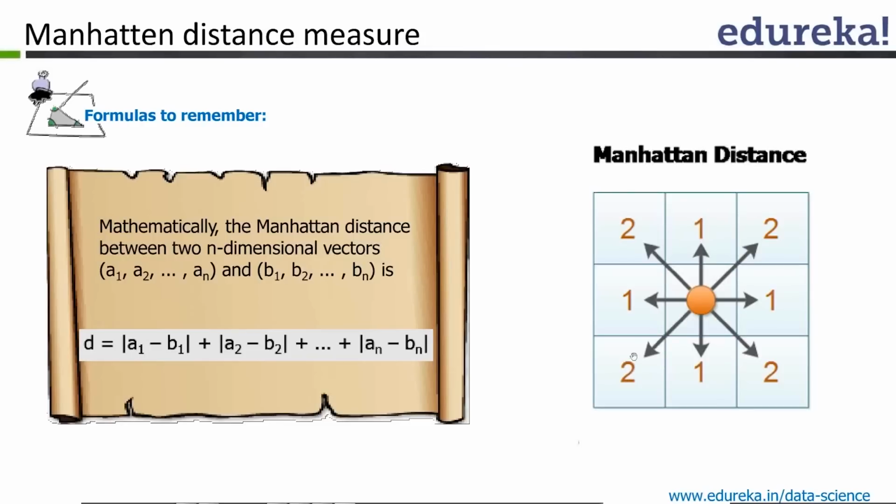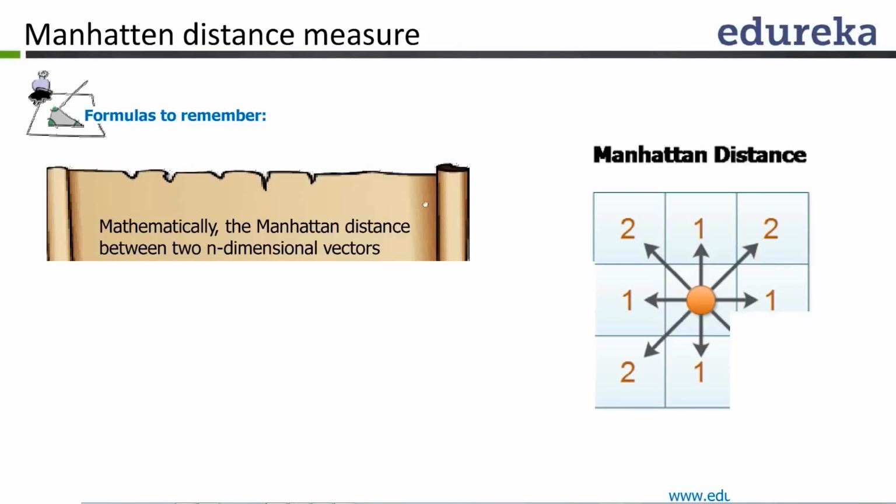Similarly, from this corner to this corner, my distance will be 1, 2, 3, 4. And similarly, I can come this way also, 1, 2, 3, 4. There are many ways of going from my lower left corner to upper right corner. But the Manhattan distance will be 4. So that's the Manhattan distance.